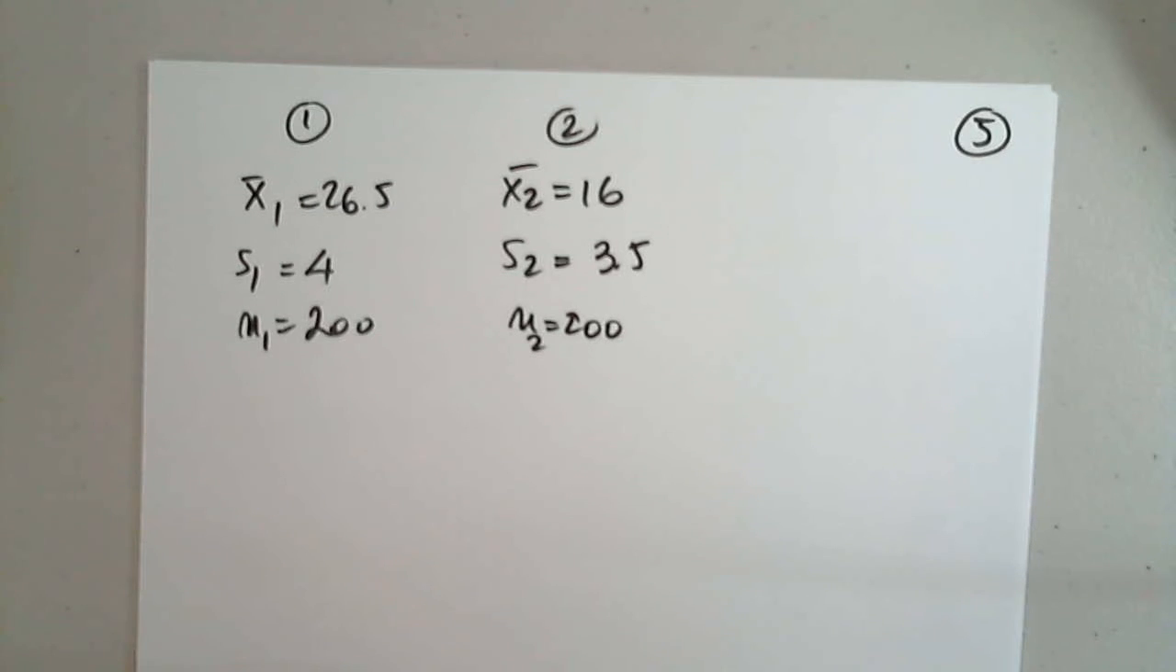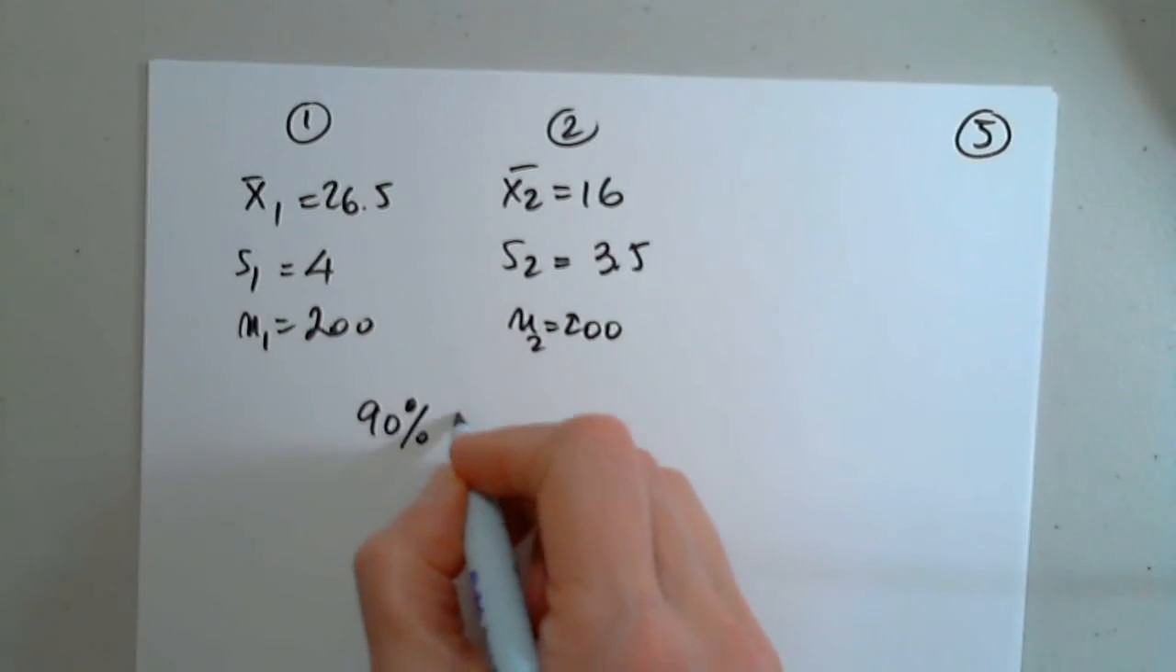1 is 4, 200, x2, 16, 3.5, and also 200. Oops. And we want a 90, I think they said. 90. And calculate. Okay, so we got the interval. The interval contains or does not contain 0.